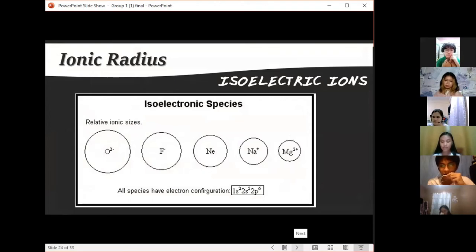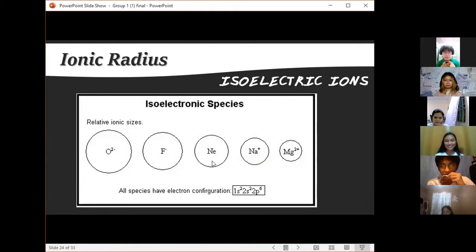But before that, let us know the definition of an isoelectronic ion. According to Lumen Learning, under the section on variation of ionic radii, atoms or ions are said to be isoelectronic if they have the same electronic configuration. Take a look at the example shown on the screen. We have an oxide ion, fluoride ion, neon, sodium ion, and magnesium ion. All of them have the electronic configuration of 1s2, 2s2, 2p6.